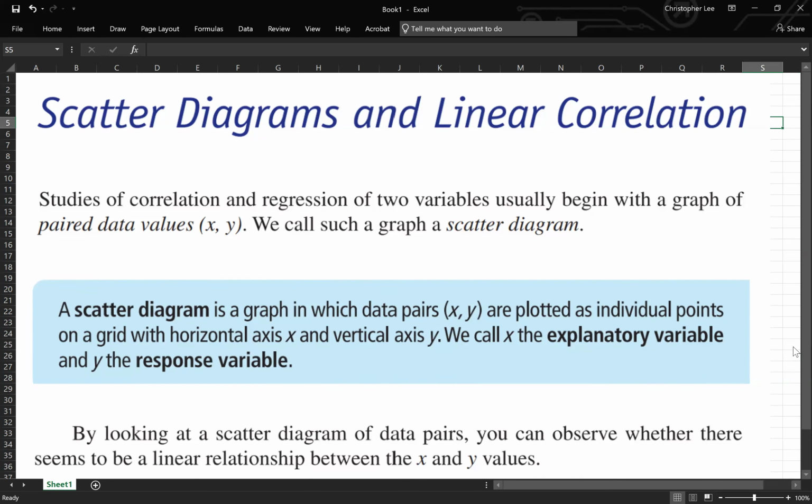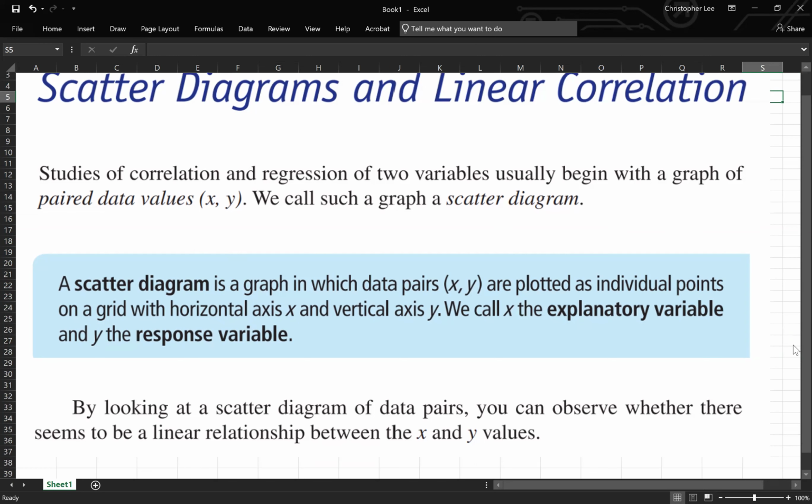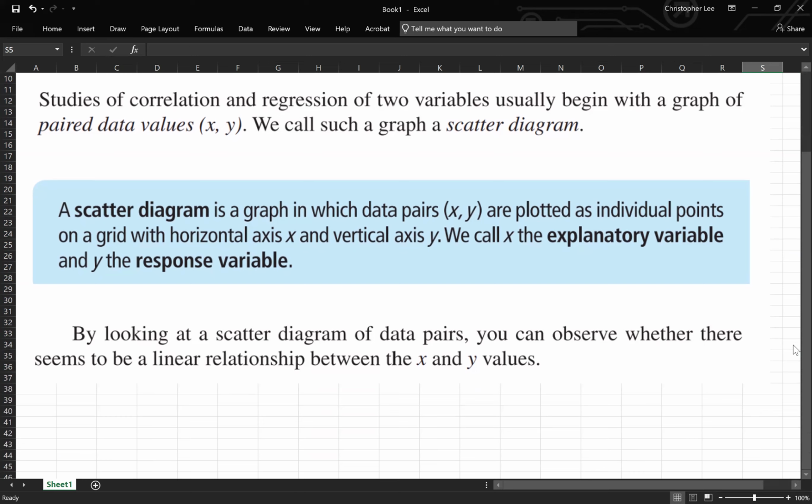So we're doing scatter diagrams and linear correlation. Studies of correlation and regression of two variables usually begin with a graph of paired data values X and Y. We call such a graph a scatter diagram. A scatter diagram is a diagram in which data pairs X and Y are plotted as individual points on a grid with horizontal axis X and vertical axis Y. We call the X the explanatory variable and the Y the response variable.